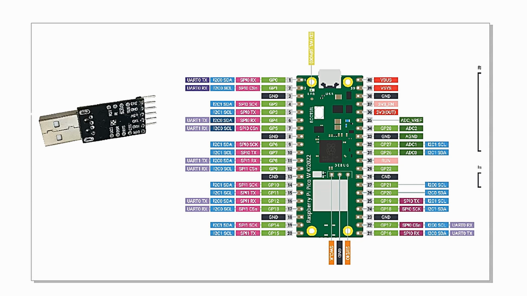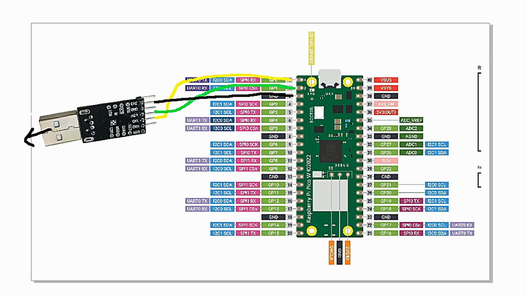Here, as I said, I'm just going to connect the RX of the converter to TX of the microcontroller, and TX of the converter will be connected to RX of the Raspberry Pi Pico W, and finally the ground pin I will be connecting to ground of Raspberry Pi Pico W, and this USB port I will be connecting to the laptop USB port.